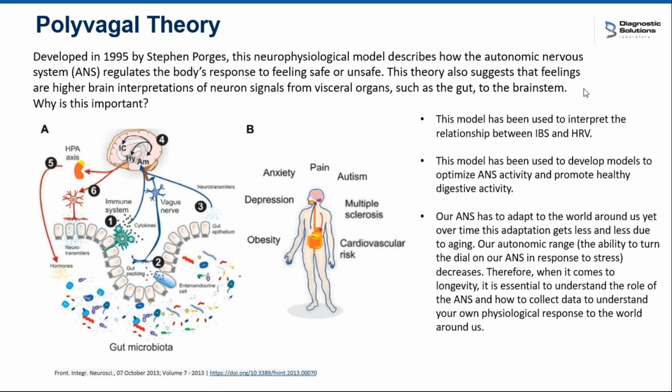I want you to take a moment with me and, before we dive into the figure here, understand that this model has been used to interpret the relationship between IBS and HRV. We're going to dive into HRV, but just as a brief explanation, that is your heart rate variability, and it can be used to have more of an inside look at vagal tone. Vagal tone is understanding the degree of your vagus nerve and how well it's working.